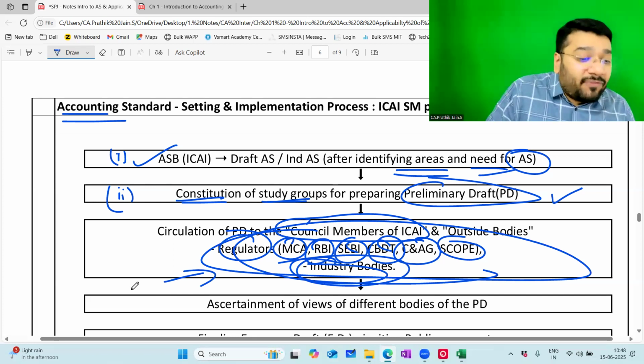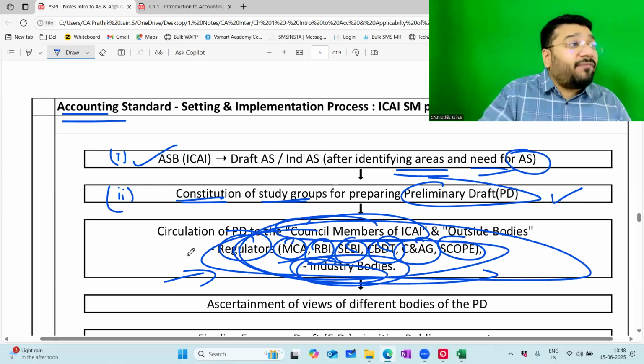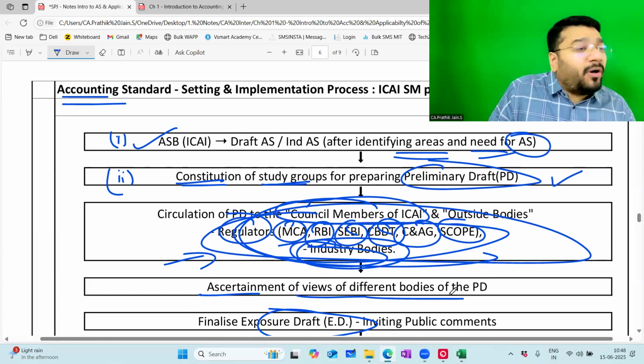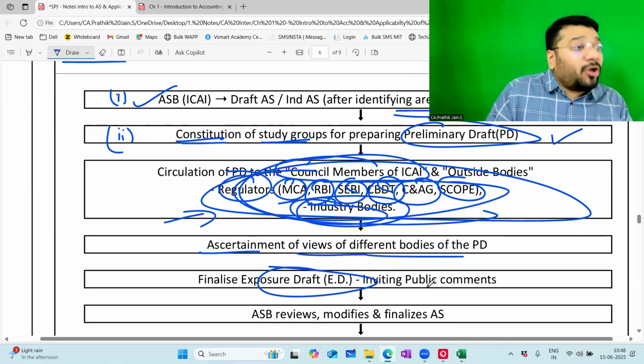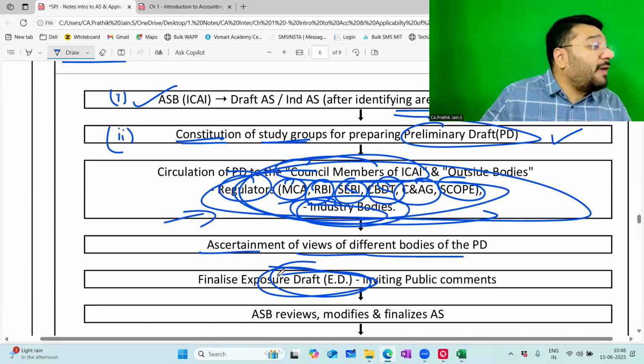Once we get the input from these people, we will incorporate that in the preliminary draft and make a final draft called the exposure draft. Ascertainment of views from the different bodies. Once you take those views, you implement them in the document, and the document that you prepare thereafter is called the ED, exposure draft. And this exposure draft, you can't still release it.